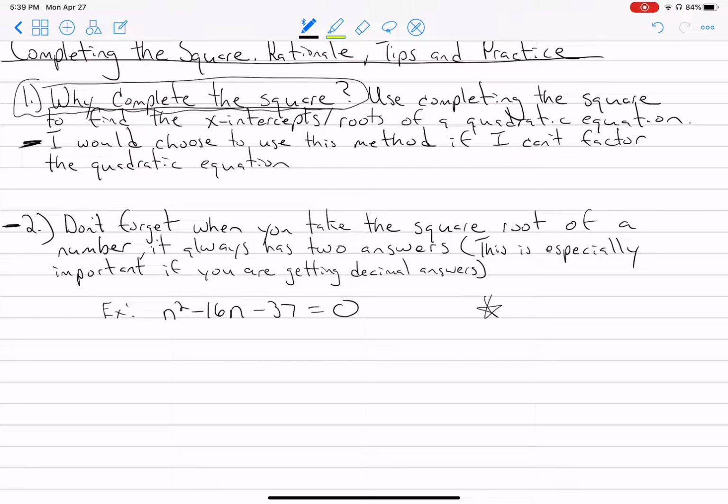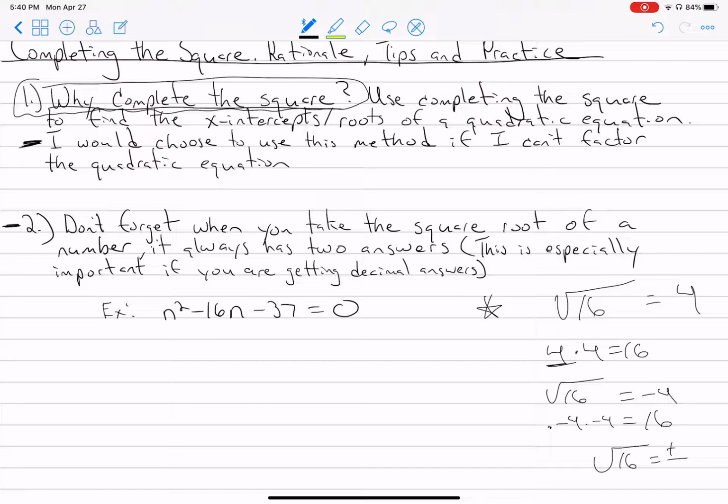Because remember, off to the side, if I take the square root of 16, what's 4? Because 4 times 4 equals 16. So the square root of 16 equals 4, but the square root of 16 is also negative 4, because negative 4 times negative 4 equals 16. So remember, the square root of 16 is actually plus or minus, positive or negative 4. And every single square root has two answers. So we need to remember that when we're doing these problems.